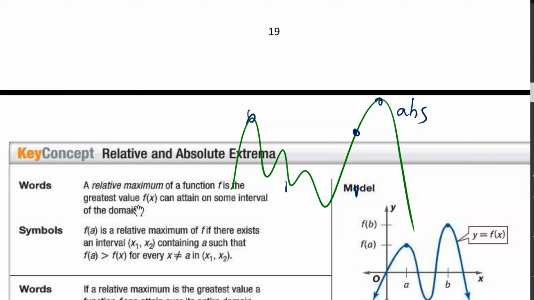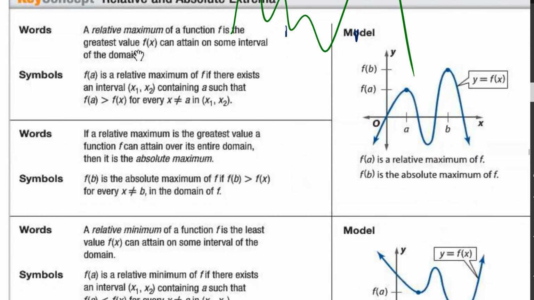So extrema are points in the graph that turn around. Notice we were coming up and then we turned around. We were coming up and then we turned around. So extrema is where you turn around. And notice the rest of the graph goes down.